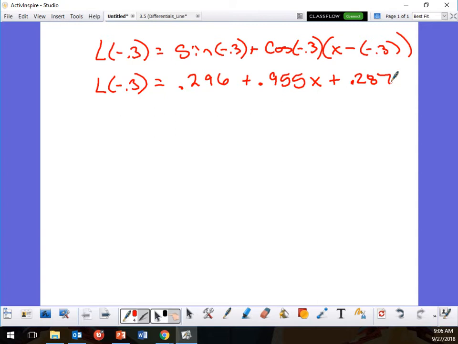Okay, and what do I have to do with my values? Wait, it's negative 0.296. Oh, it's negative right here? Yeah. Okay, thank you. I knew one of the signs had to be off. Combine like terms, so what do we come up with? Should be a negative, right? Yes. Negative what? Negative 0.009 plus 0.955x, right? There's a linear approximation for there.